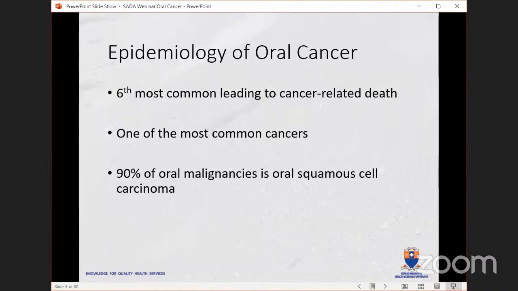Depending on the paper that you read and the year of publication, you'll find incidence rates reported for oral squamous cell carcinoma ranging between 1% and 4% of all cancers in the Western world, and almost 40% in some places like India by comparison. Oral squamous cell carcinoma as an entity accounts for about 90% of all oral malignancies.